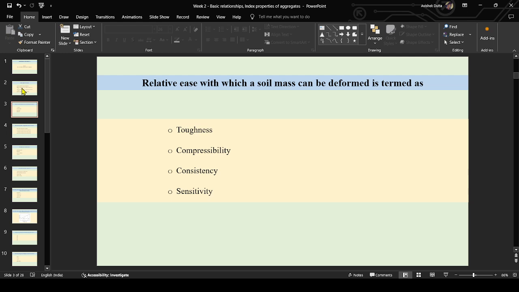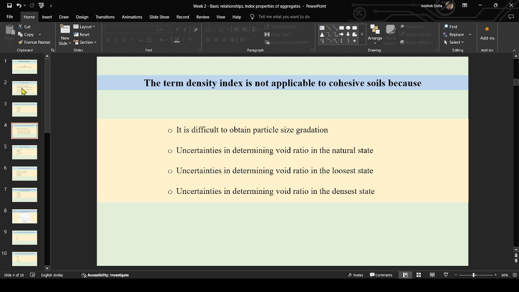The third question was: density index is not applicable to cohesive soils because it can be difficult to obtain the particle size gradation, or there are uncertainties in the three options. Uncertainties in determining the void ratio in natural state. In the third option, the same for the loosest state. In the fourth option, the same for the densest state. Why density index cannot be applied to cohesive soils?